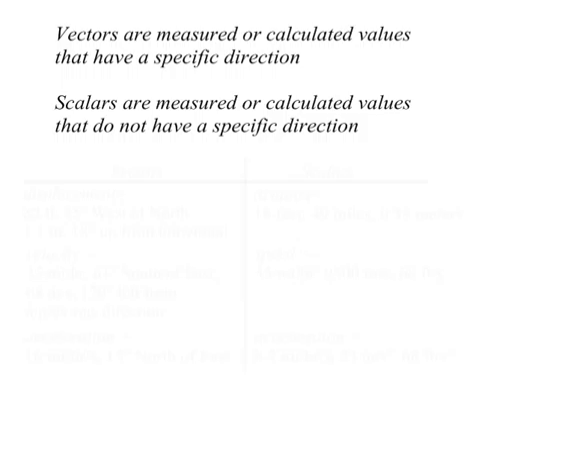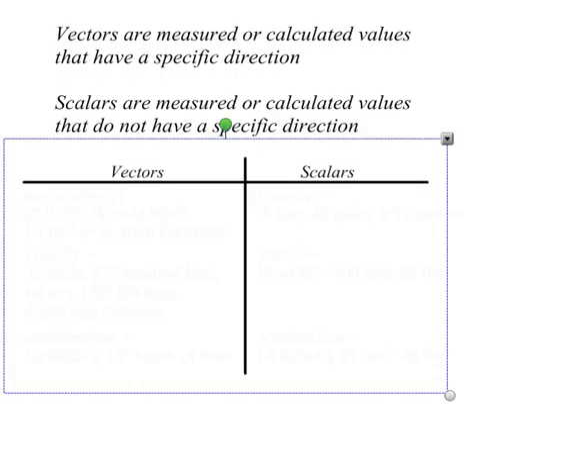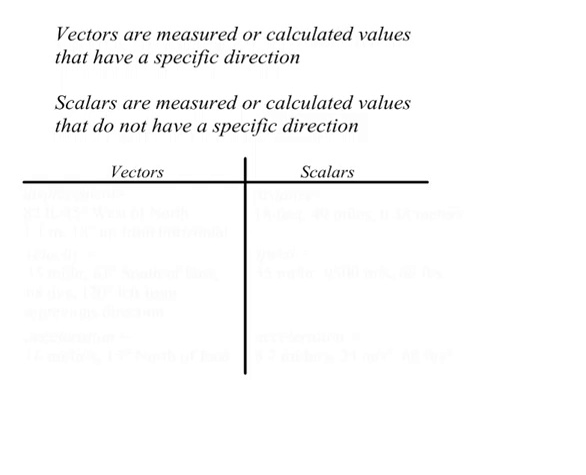Vectors are measured or calculated values that have a specific direction. Previously we've been using a lot of values that we would call scalars. Scalars are measured or calculated values that don't have a specific direction. So let's talk about the difference in a measurement that you might see or make between a vector and a scalar.